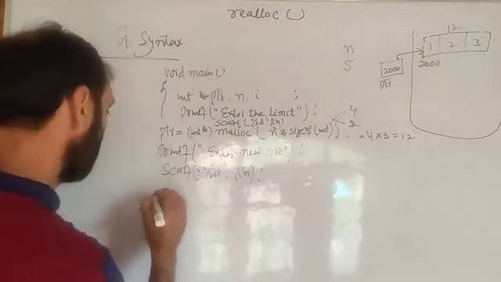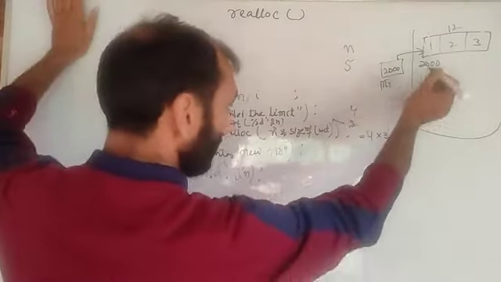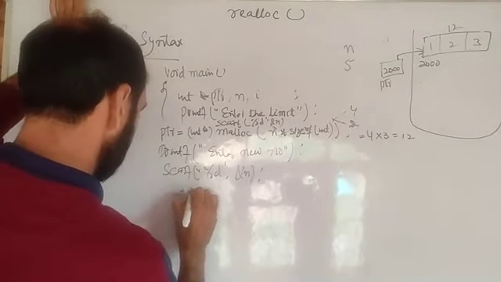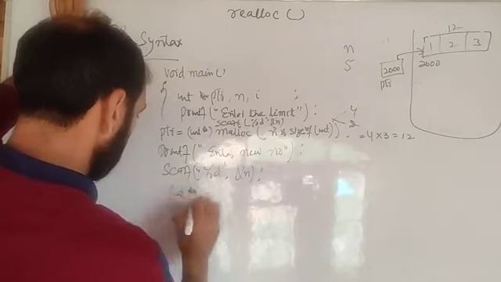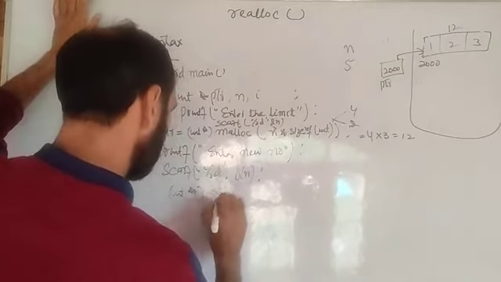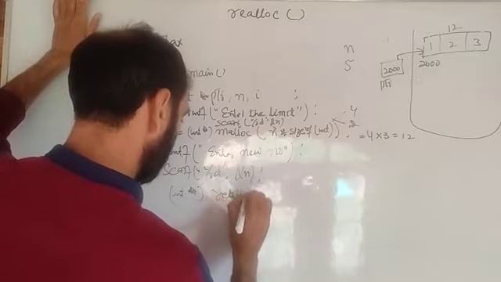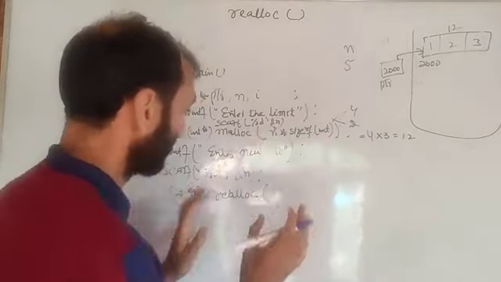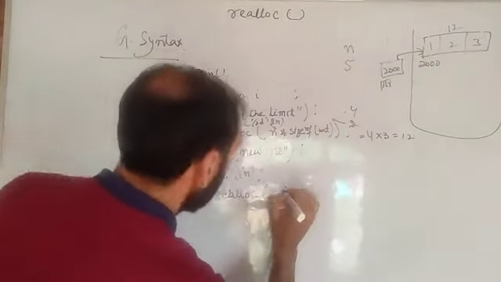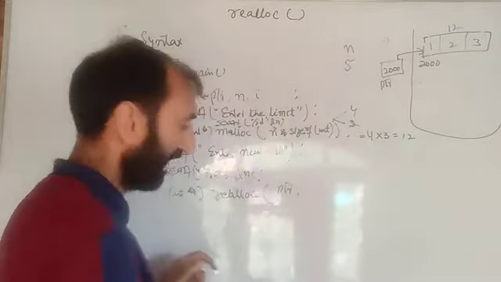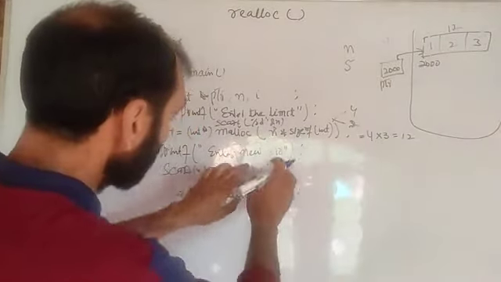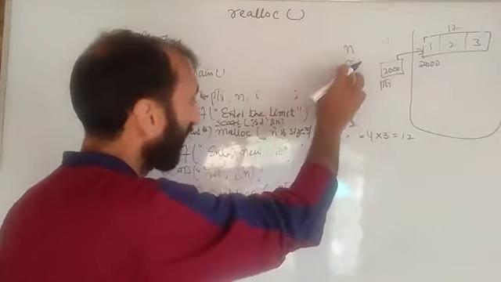Now, here I will write simply int pointer. Instead of malloc, I will write here realloc. And it takes two arguments. First is the previous pointer. Here, in this case, the previous pointer is ptr, so I will write here ptr. And the second argument is the new size. What is the new size? 5. Because instead of 3, I want now 5 integers.